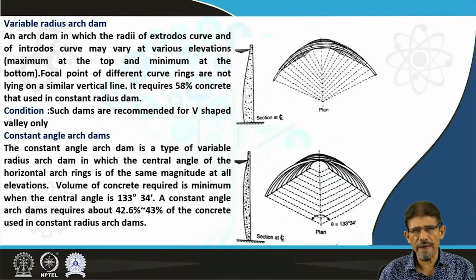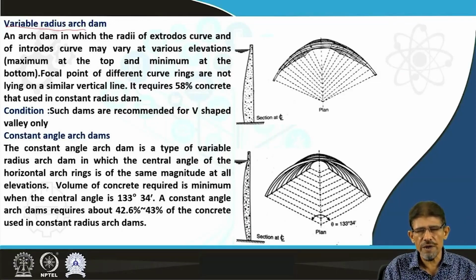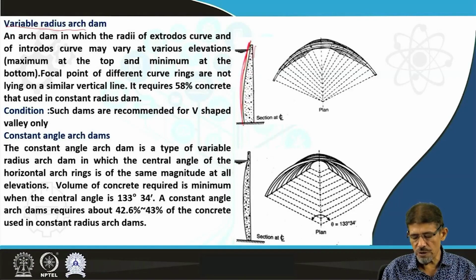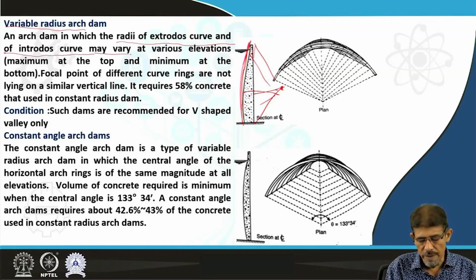The next type of dam is a variable radius arch dam. Opposite to the constant radius arch dam, in the variable radius arch dam you can see this portion is curved in nature, this portion is not curved in nature. So this shows an arch dam in which the radii of extrados curve and of intrados curve may vary at various elevations, that is, maximum at the top and minimum at the bottom side.